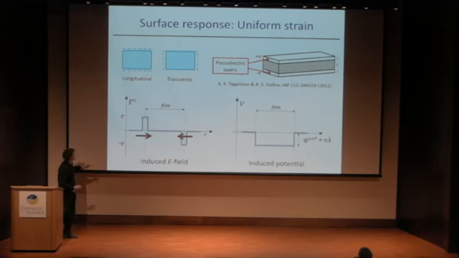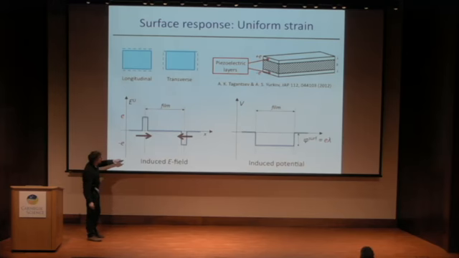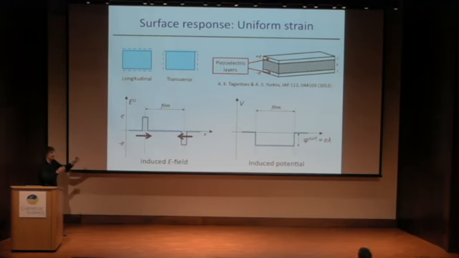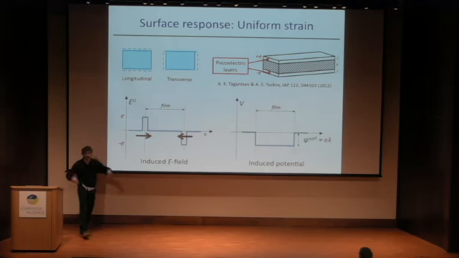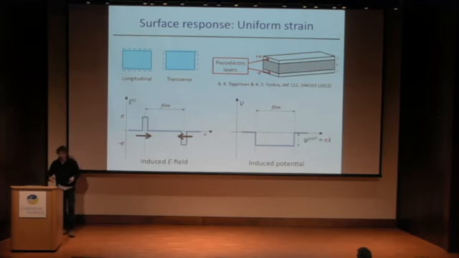And if you look in terms of the induced potential, you see that a uniform strain, essentially what it does is it changes the depth of the quantum well that corresponds to the slab. So you change the surface dipole, and the average potential inside moves up or down with respect to the vacuum level. But this does not produce an overall electrical response because the slab is symmetric.